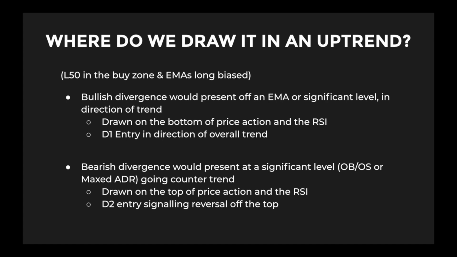But from the get-go, understand that that divergence will come off the top, which means that the trend lines will be drawn on the top as well. It'll be drawn on the top of your TDI, and it'll be drawn on the top of your price action. That's your bearish divergence. RSI is falling, price action is rising, coming off the top.